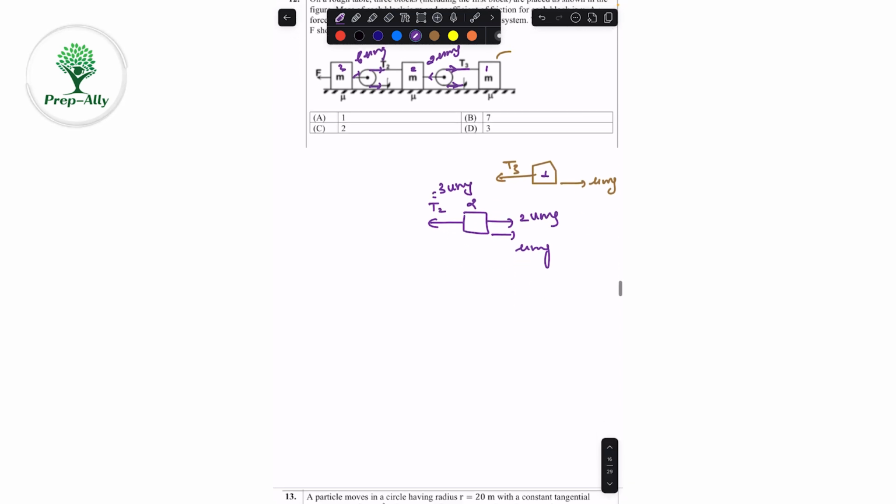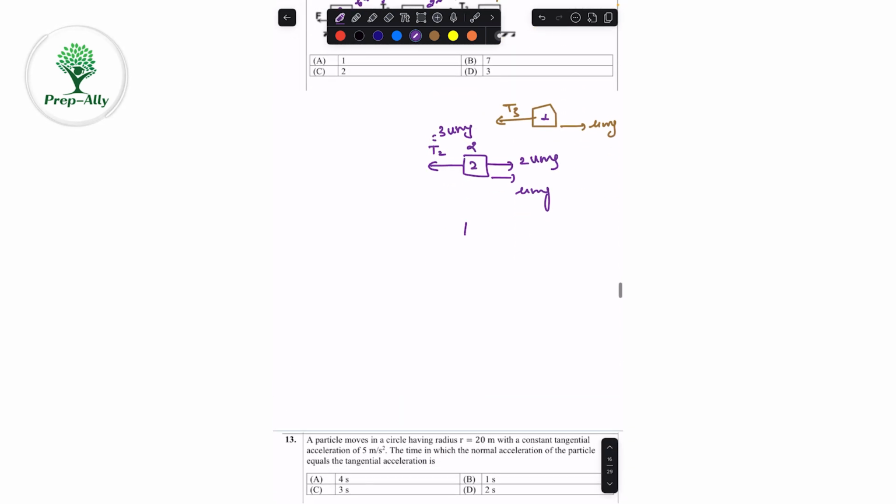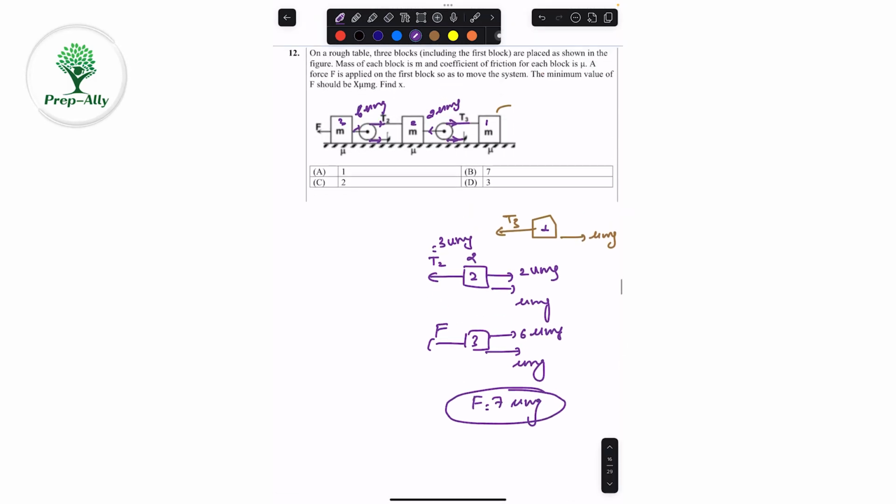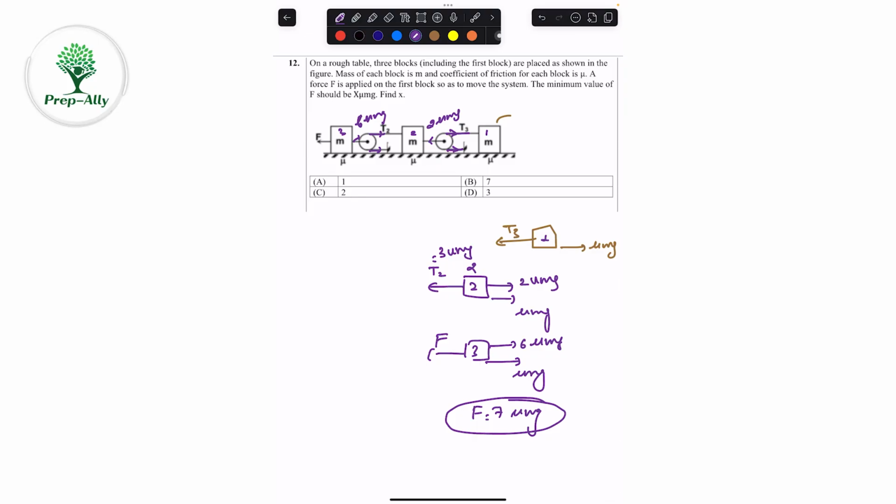Now if you talk about M3, friction is equal to again mu mg, and backward tension is 6 times of mu mg. That means the force which is applied here has to be equal to 7 mu mg to move the system. That means x has to be equal to 7. This is how you can solve these types of questions.